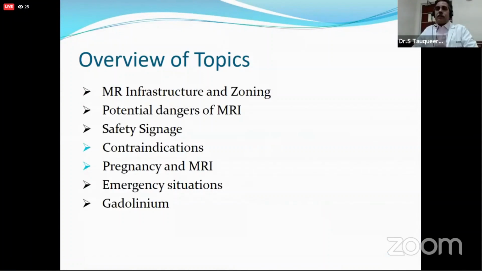We will be starting from the MR infrastructure and zoning planning, and the potential dangers of MRI. We'll be discussing the safety signages that have to be put up. What are the contraindications for MRI? A lot of questions are asked about the issue of pregnancy, whether MRI is safe during pregnancy or not, so we'll be discussing that. We'll also handle some emergency situations, the use of gadolinium, which is a contrast agent, and I will also touch base on a few points about the current scenario, COVID and MRI during COVID times.